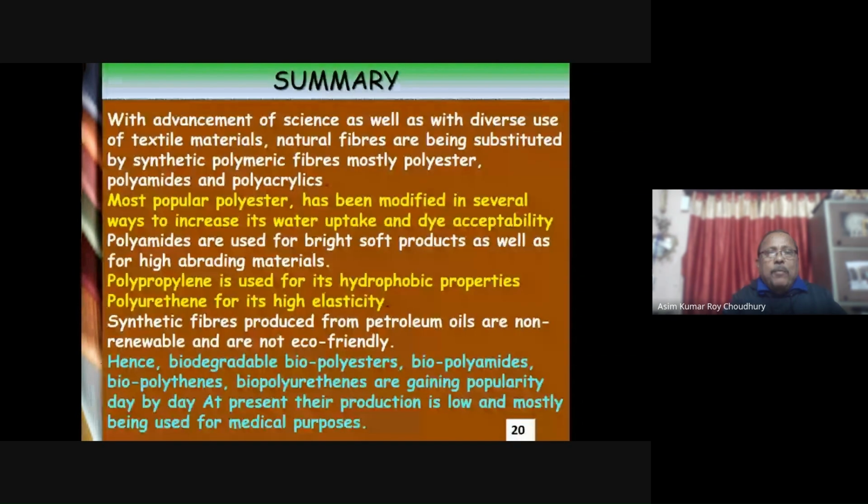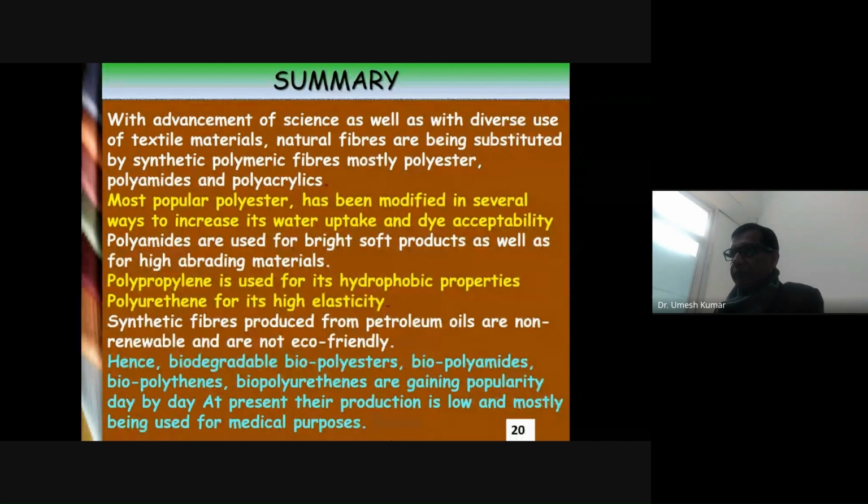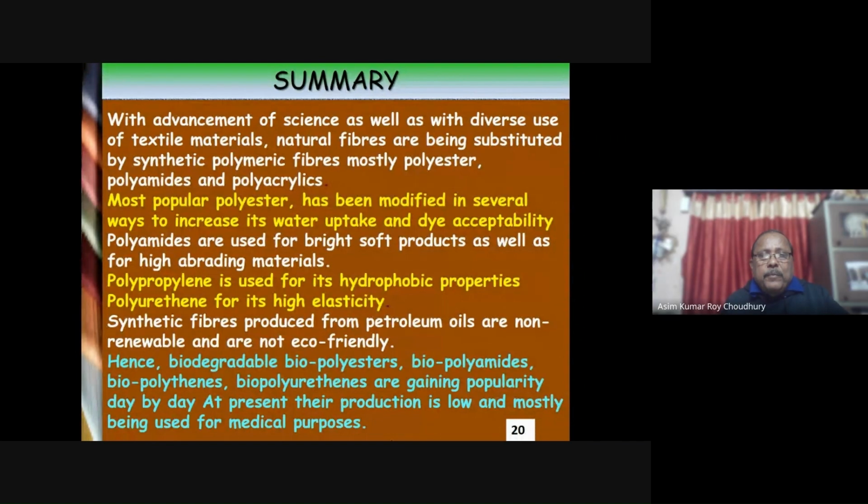Summary: now natural fibers are getting substituted by synthetic polymers like polyester, polyamide, acrylic. Polyester is most popular. Polyamide for bright products. Polypropylene used for cheaper material. Polyurethane for high elasticity like sportswear, etc. And the synthetic fibers prepared from petroleum oils are now being substituted by biopolymers. Biopolymers are highly degradable and their present production is low and mostly being used for medical purposes.